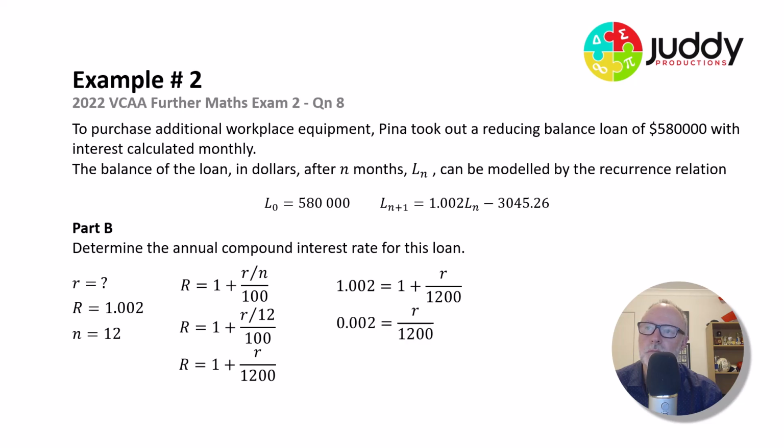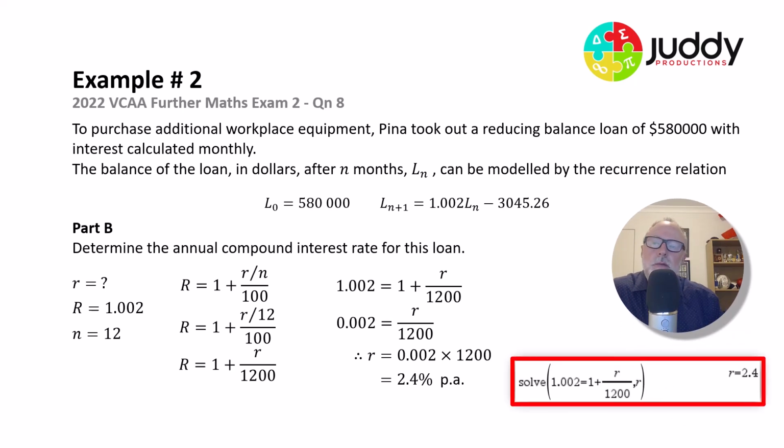Let's take away 1 from both sides. And now let's multiply both left and right hand sides by 1,200. Leaving us with an answer of r is equal to 0.002 times 1200. This provides an answer of 2.4% per annum. And of course, we could have used the solve function as well on the CAS calculator to get exactly the same answer. However, had this question asked us to show or display the calculations, we couldn't just use the solve function, we'd have to use the steps as shown previously.